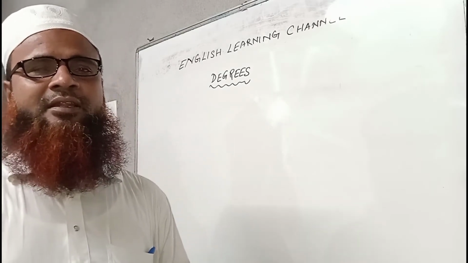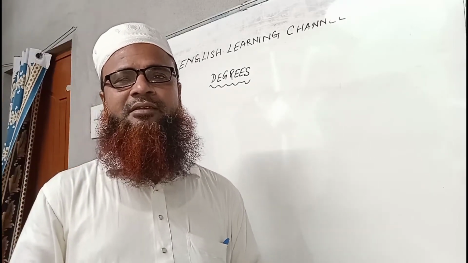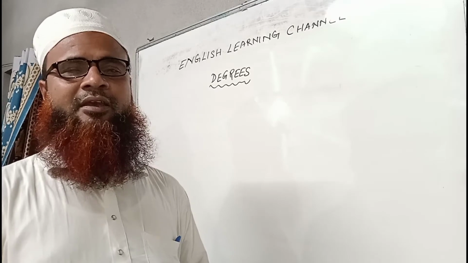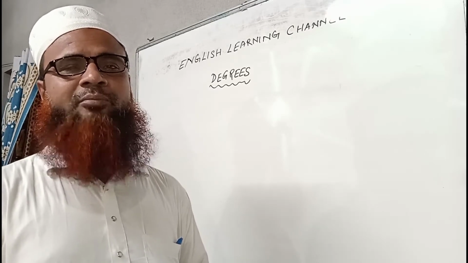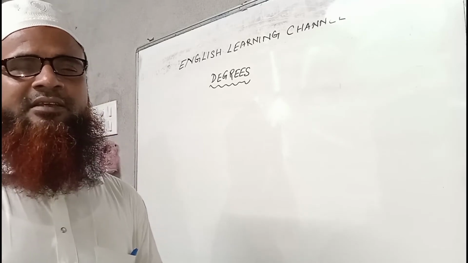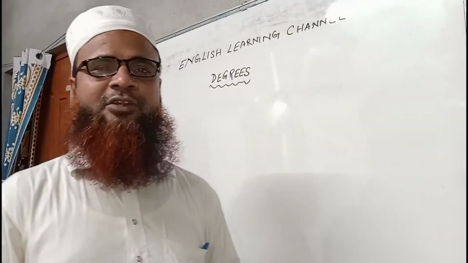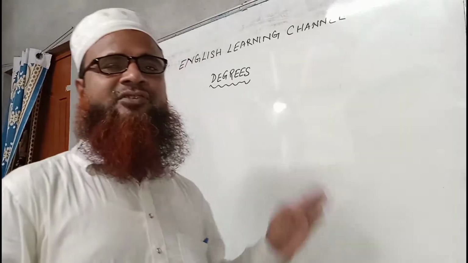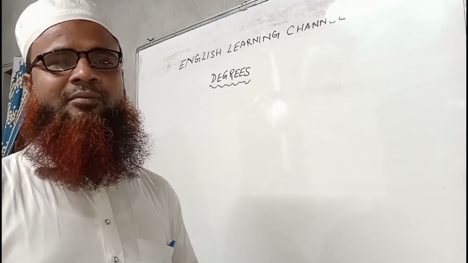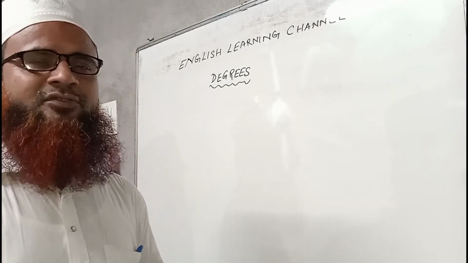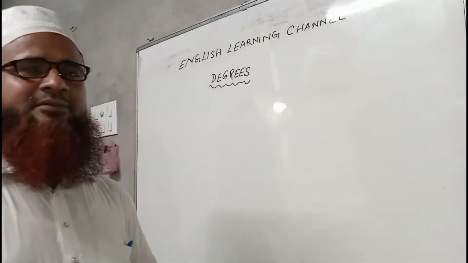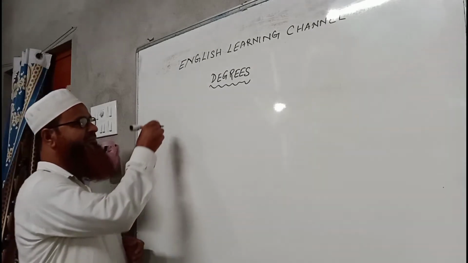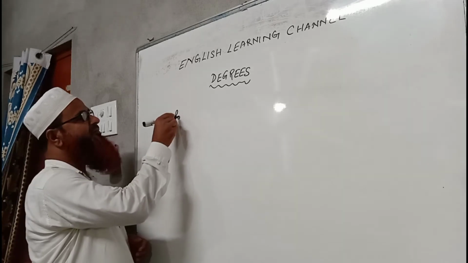Changes of degree mean comparison. When there is no comparison, then it is called positive degree, and if the comparison takes place between the two, then it is called comparative degree. Again, if the comparison takes place among more than two, then this is called superlative degree. So in this way there are three degrees of comparison: positive degree, comparative degree and superlative degree.